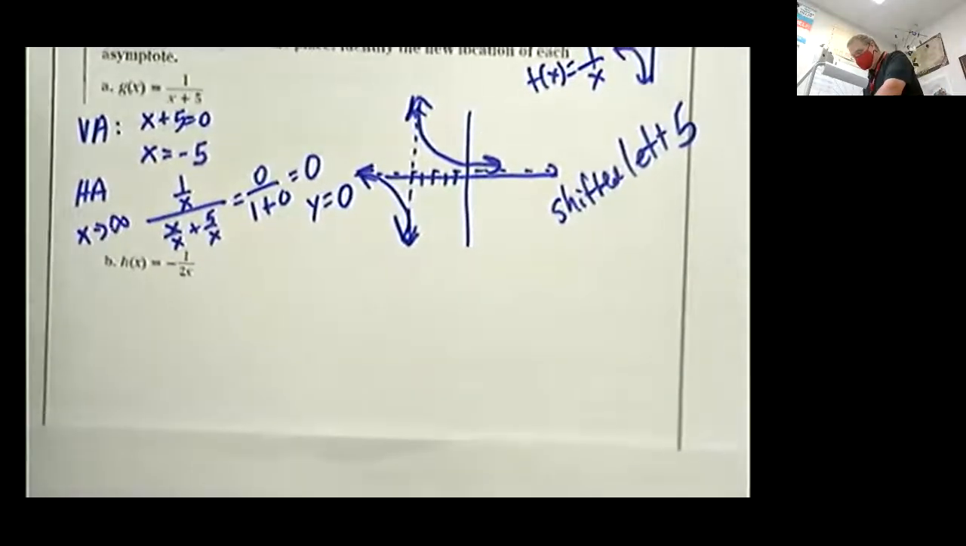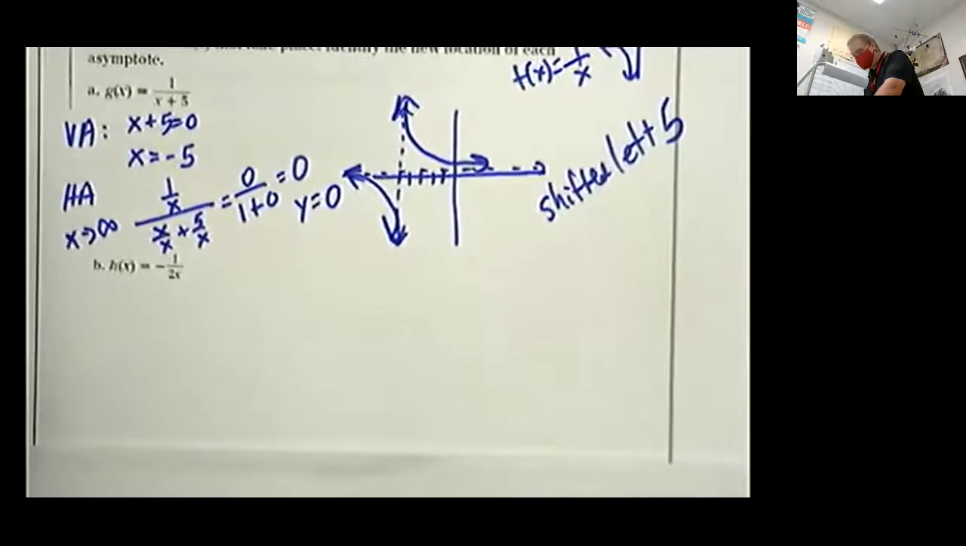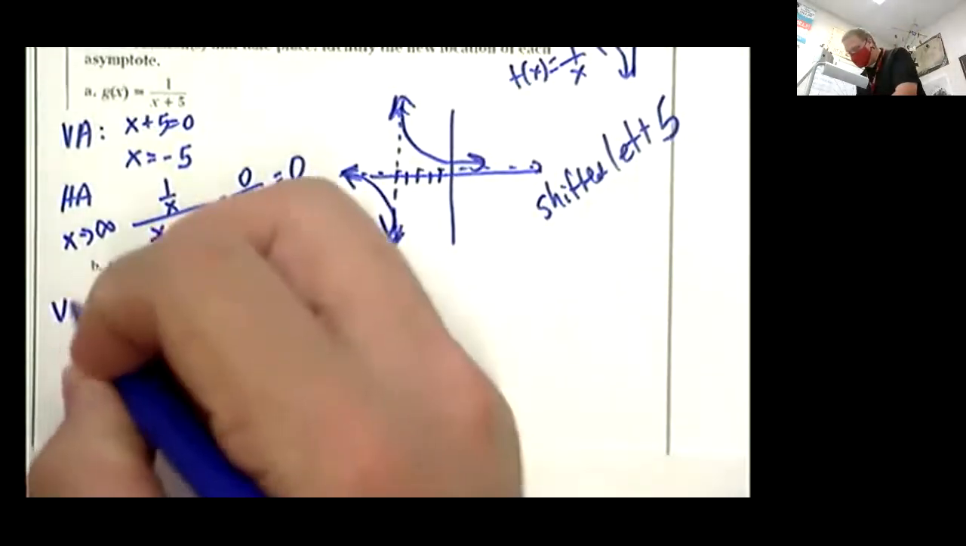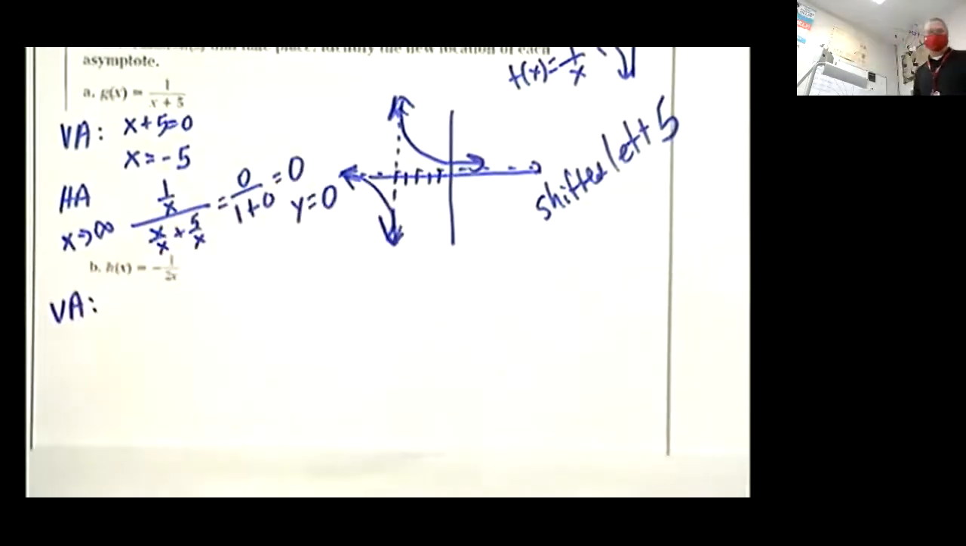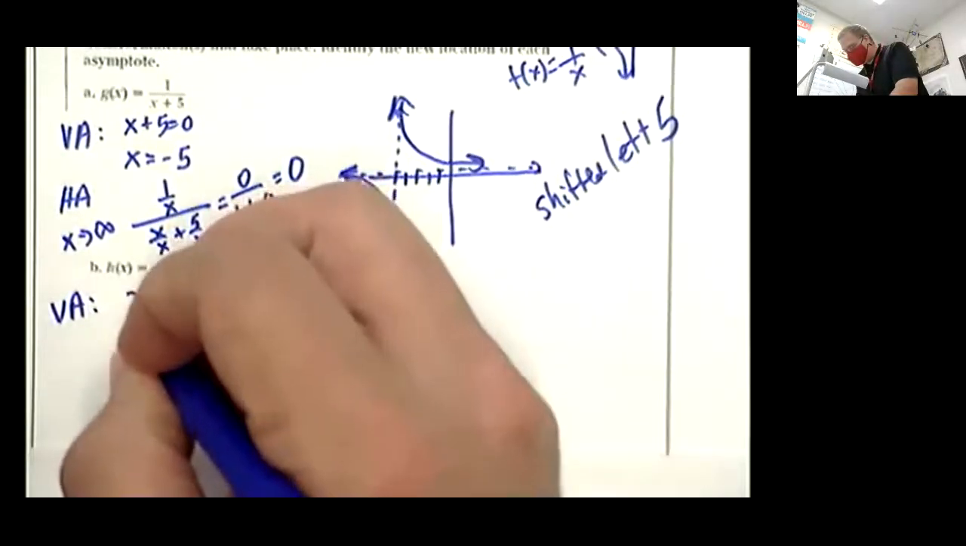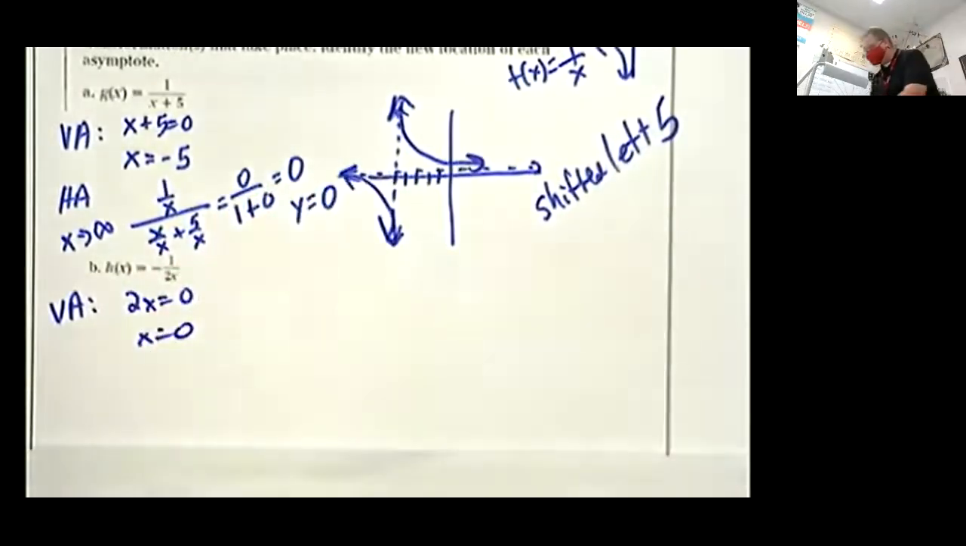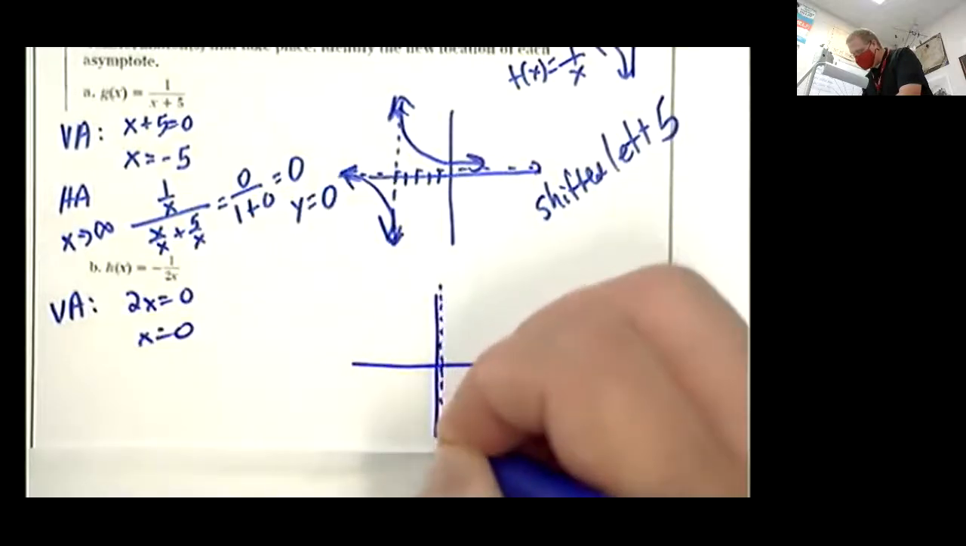Letter B, what happens if we take negative 1 over 2x? Or basically, what does the negative do? So let's again look at our asymptotes. Our vertical asymptote is setting the denominator equal to 0. That is 2x equal to 0. So that's x equals 0. That didn't change. So our vertical asymptote is still the y-axis.